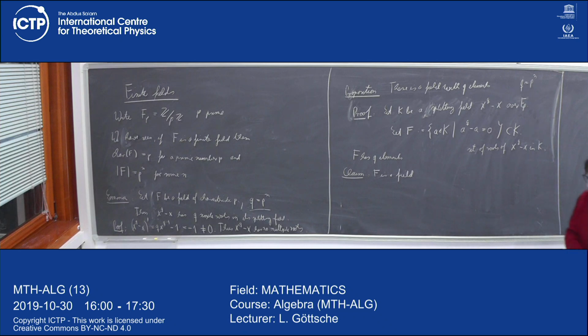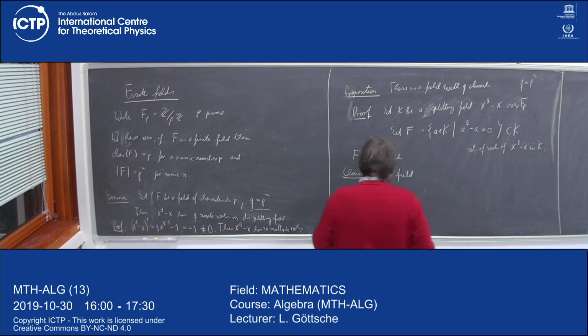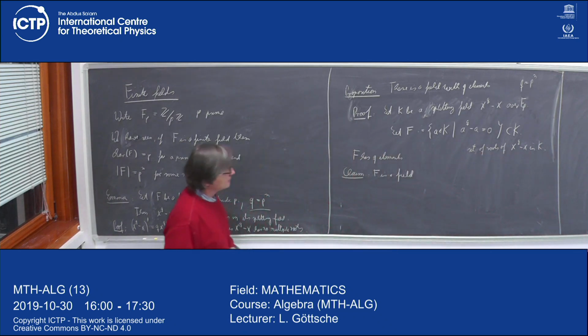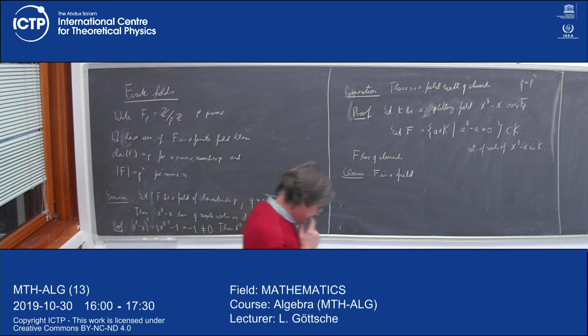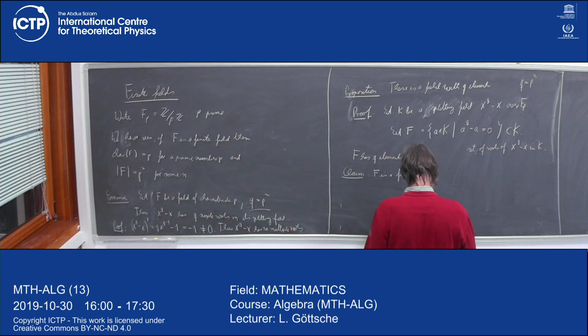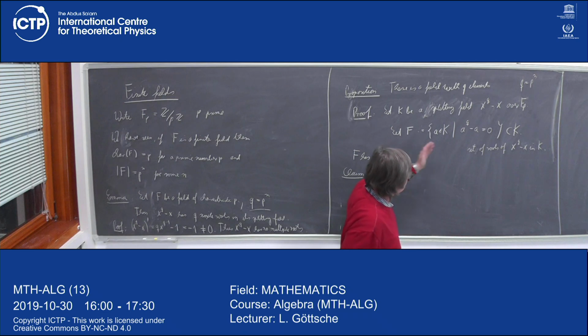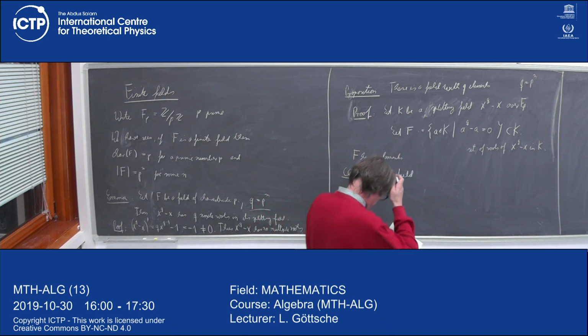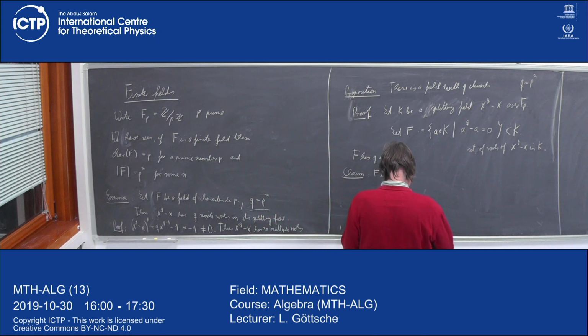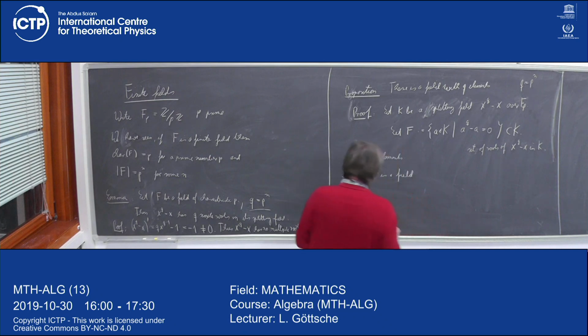So F is a field. Obviously we will have to use that the characteristic is P, otherwise this will not be a field. If you are in characteristic 0, you will never do something like that and claim that such a thing is a field. So let's see. So again, it's a field. So what does it mean?